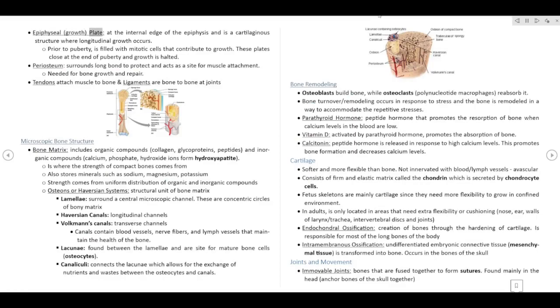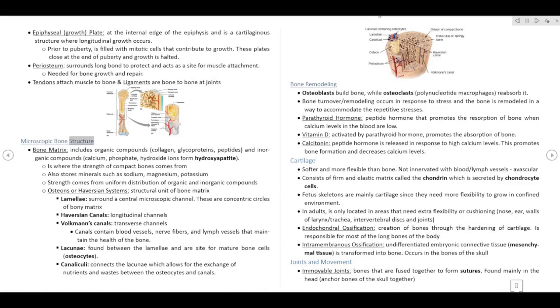The epiphyseal growth plate is at the internal edge of the epiphysis and is a cartilaginous structure where longitudinal growth occurs. Prior to puberty, it is filled with mitotic cells that contribute to growth. These plates close at the end of puberty and growth is halted. The periosteum surrounds long bone to protect it and acts as a site for muscle attachment. It is needed for bone growth and repair. Tendons attach muscle to bone and ligaments attach bone to bone at joints.